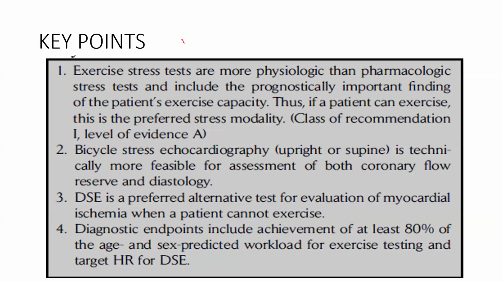Then diagnostic endpoints include achievement of at least 80% of the age and sex predicted workload for exercise testing and target heart rate for dobutamine stress echo. So 80% minimum. For treadmill, 85%.